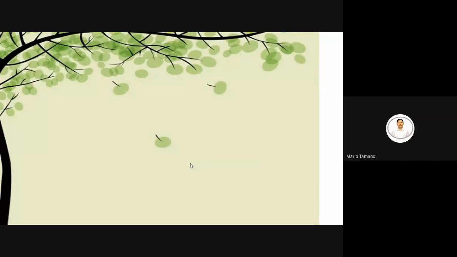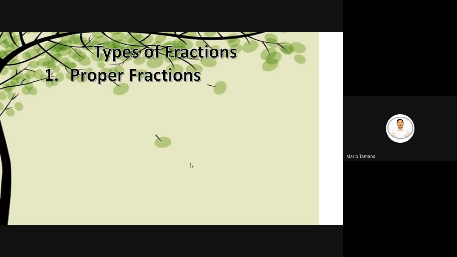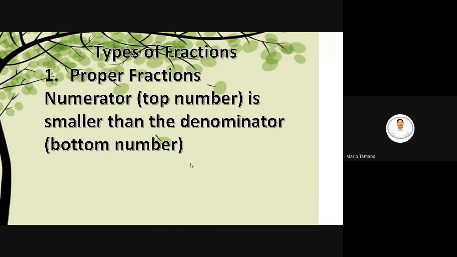Moving on, we have here types of fractions. Before we go about changing fraction to decimal and decimal to fraction, let us know the different types of fractions. I know there are 3 types of fractions. The first one is proper fraction. When you say proper fraction, the numerator, which is the top number, is smaller than the denominator, which is the bottom number. Mas mataas po yung bottom number.